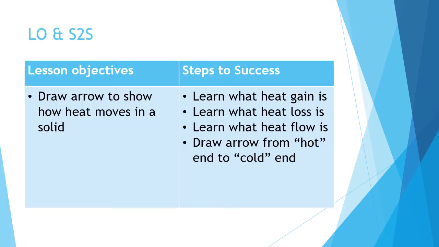The lesson objective is to draw an arrow to show how heat moves in a solid. So that is about heat flow, but we need to learn what the other two are. We'll learn what heat gain is, what heat loss is, what heat flow is, and then in order to draw heat flow, we're going to draw an arrow from the hot end to the cold end. Teacher put quotation marks around hot, because it is not necessarily really hot, but rather where it is hotter and less hot in this case.